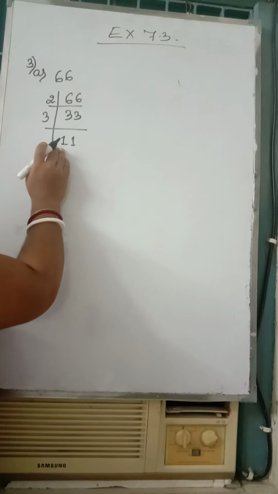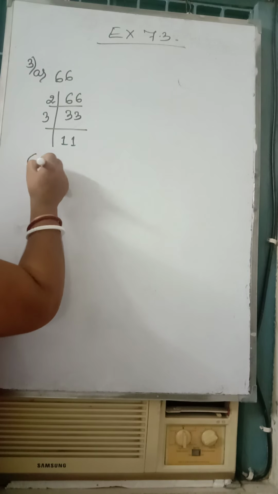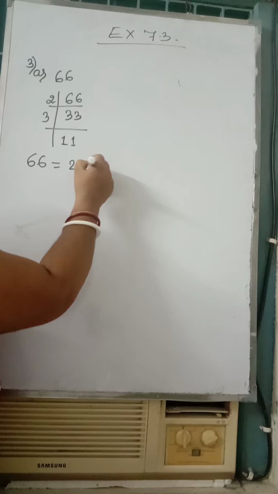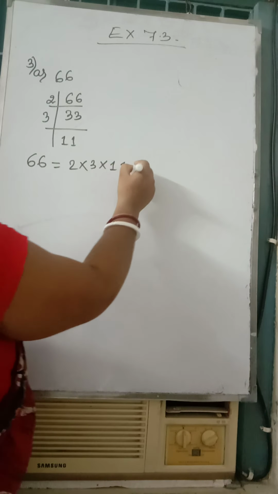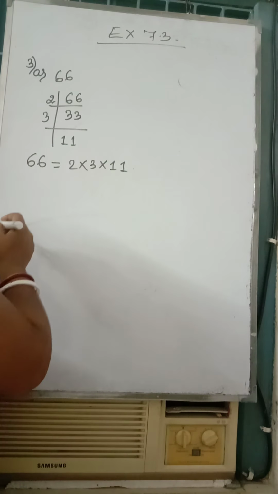So when you get the last prime number, stop division. No need to divide more. So it gives you 2 into 3 into 11. Is it?